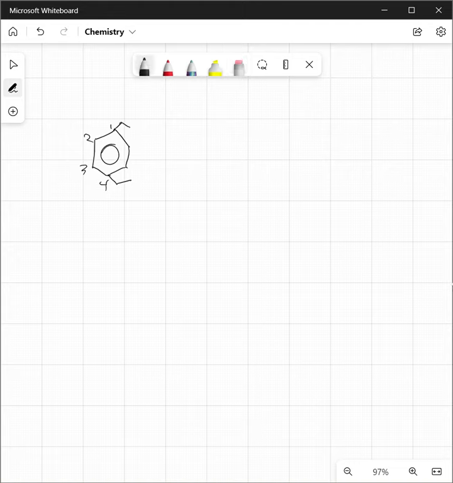So you're right. We know we have a benzene ring for this aromatic compound. At carbon 1, we have an ethyl. At carbon 4, we have another ethyl. So we have 1,4-diethylbenzene.